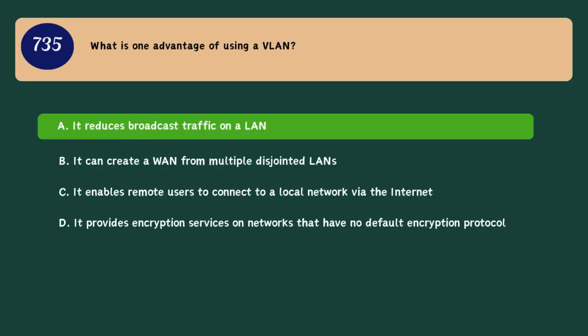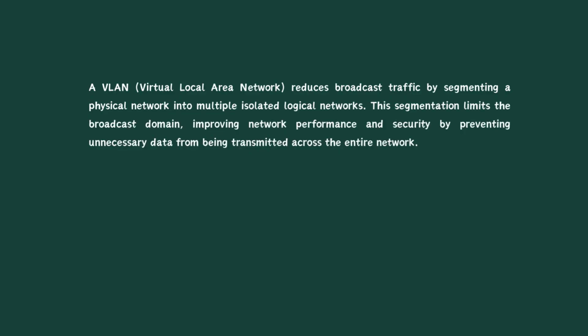Correct answer. A. It reduces broadcast traffic on a LAN. A VLAN, Virtual Local Area Network, reduces broadcast traffic by segmenting a physical network into multiple isolated logical networks. This segmentation limits the broadcast domain, improving network performance and security by preventing unnecessary data from being transmitted across the entire network.